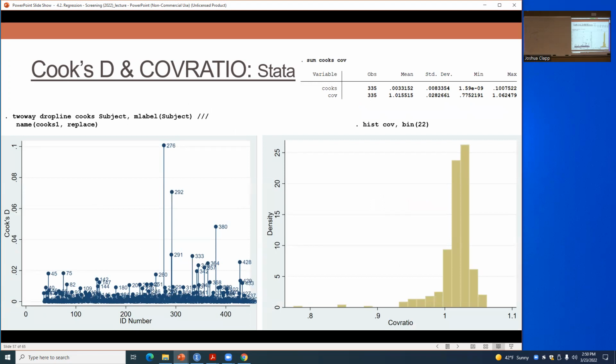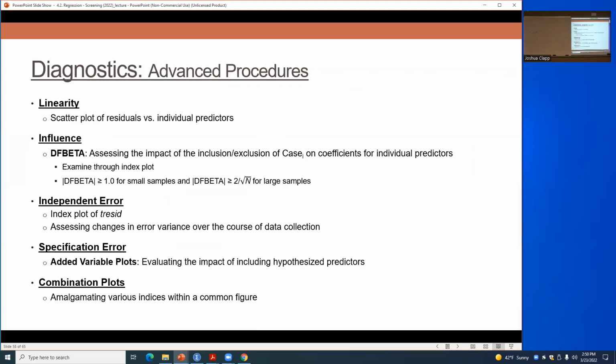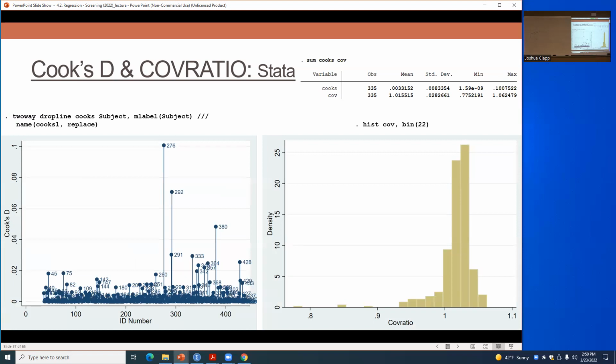If we go through in Stata, we can request what's called a drop line plot, and this is kind of nice. It just labels everything up. It's a different way to say, okay, boom, boom, boom. We've got 3 of these towers that are hanging out above everything else. It makes it a little bit easier to see. We can also run a histogram and see that, yes, these 3 cases are all hanging out here. So what we would probably do is investigate these 3 additional cases here.